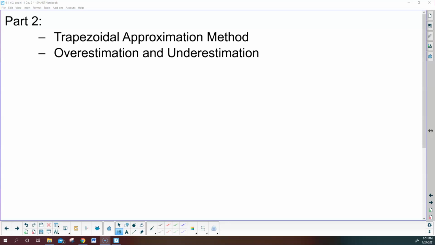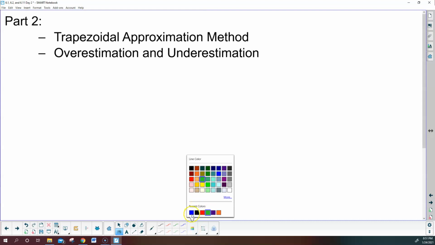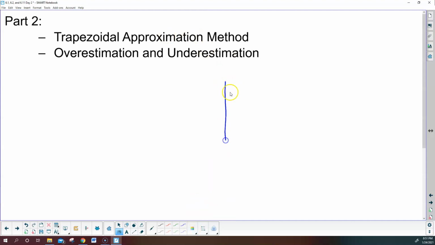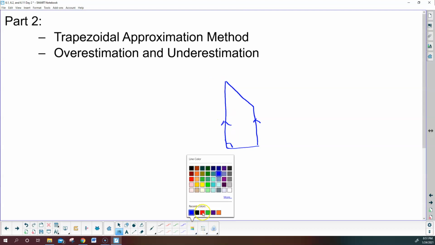All right, for video 2, we're going to talk about the trapezoidal approximation method and also something called over and under estimations. Before we get into the trapezoidal approximation method, let's talk about a trapezoid. Now, I know by definition, trapezoids have to have parallel sides, and I drew a special one where we have a 90-degree angle here. And the reason why we're doing this is when we create a graph, we're going to have endpoints, dots, one here, and there might be more, right?